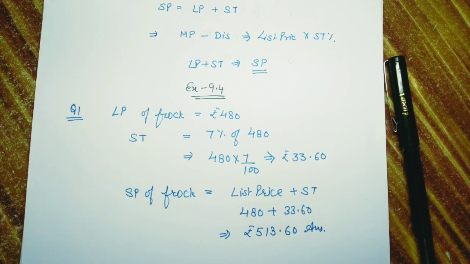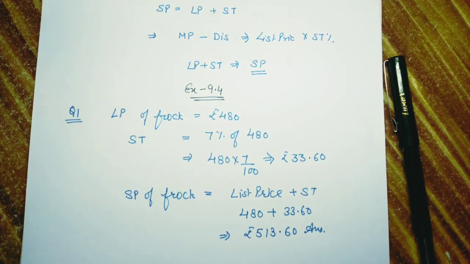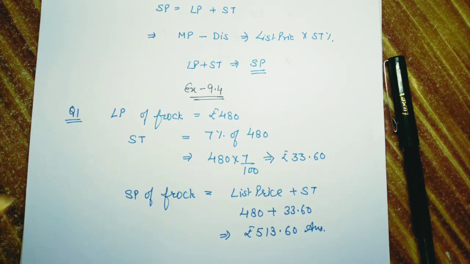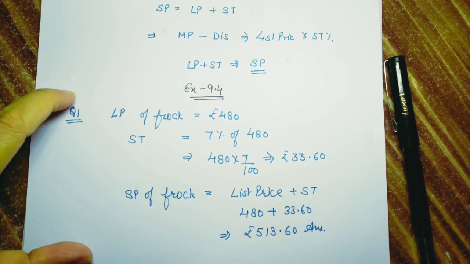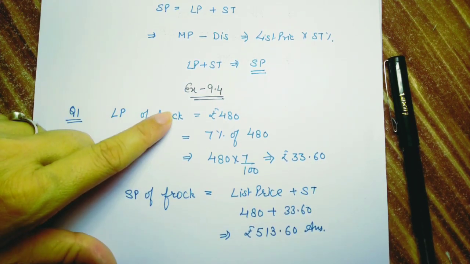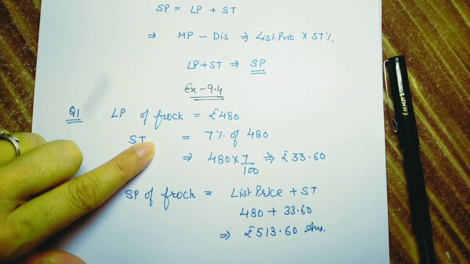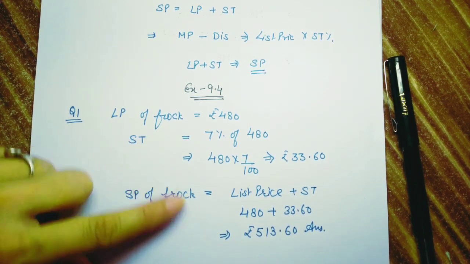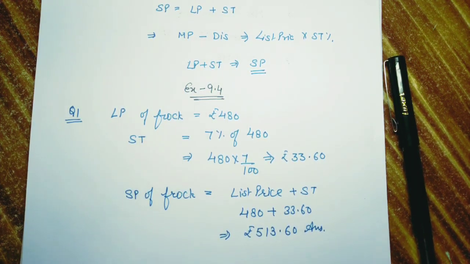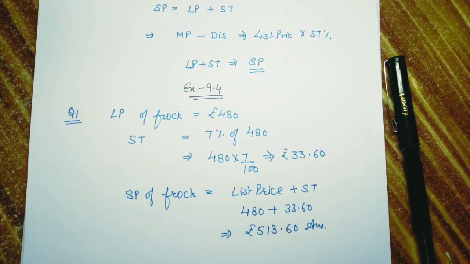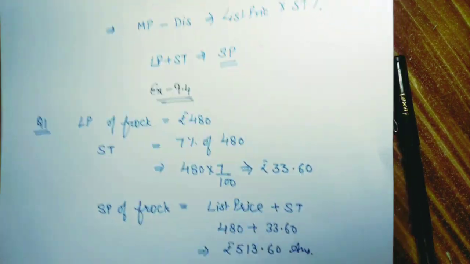Okay students, now the second question. The list price of a video game is rupees 850. If the sales tax is charged at 10%, calculate the selling price. So it's like question number one only. The same thing: list price is given, percentage of sales tax is given, and by calculating we have to find the final selling price of the given video game. Okay, now let's move to question number three.